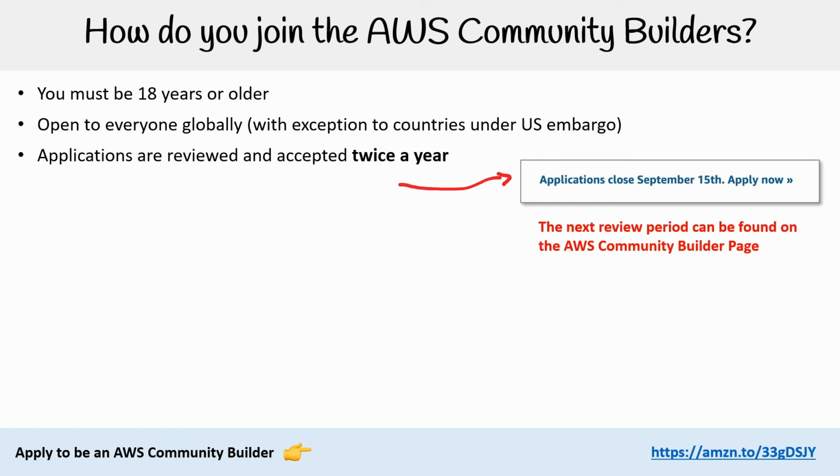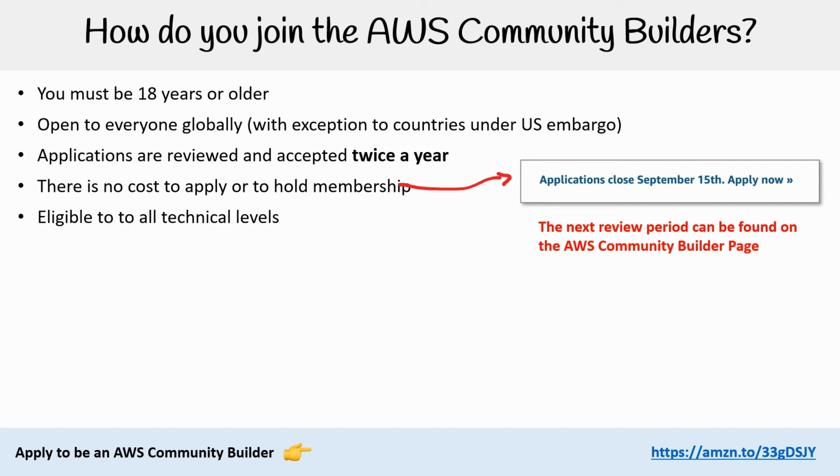The next thing is applications are reviewed and accepted twice a year. So if you go to the website, and it's the same link in the bottom right corner there, it's going to tell you the next review period. The next one coming up is September 15th. So that's when you have to apply. There is no cost to apply or to hold membership, so it's totally free to you.